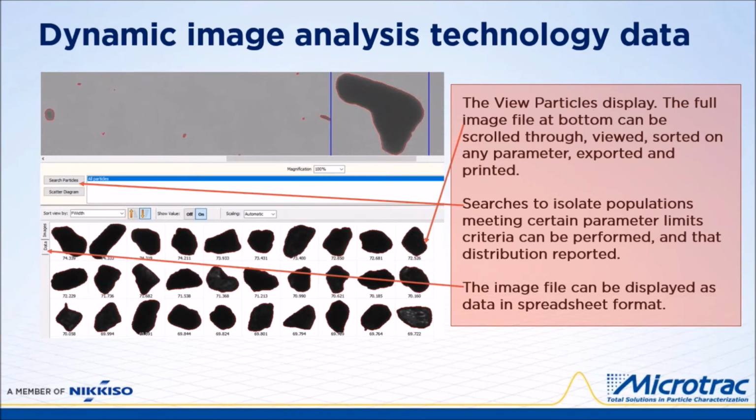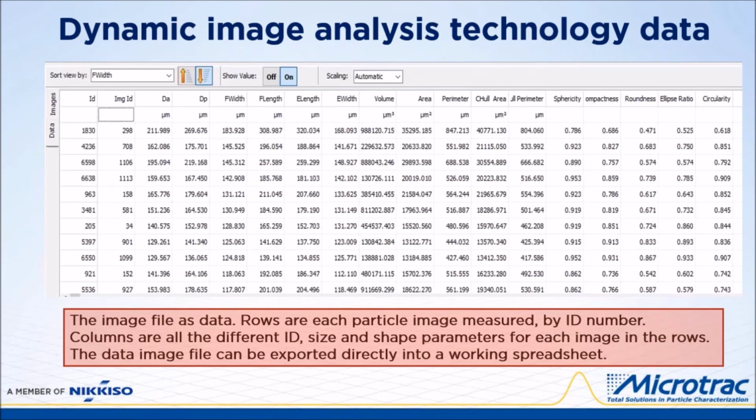The image file can be displayed as data in a spreadsheet format and exported. The image file as data. Rows are each particle image measured by ID number. Columns are all the different size and shape parameters for each image in the rows. The image file can be exported directly into a working spreadsheet.